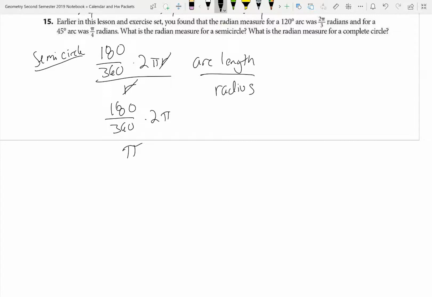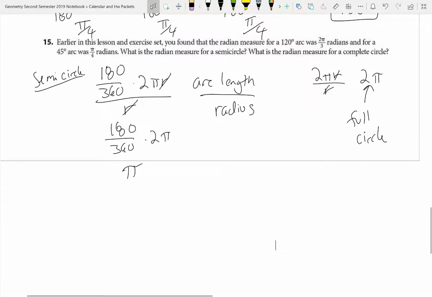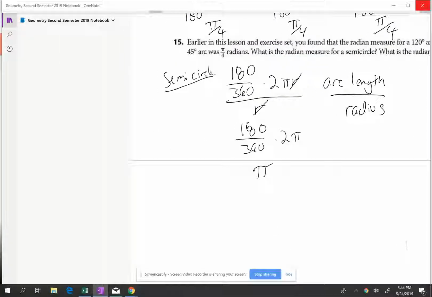What about a complete circle? Well, a complete circle is just 2 pi r over r, which is just 2 pi. And so you will find in Algebra 2 that for a half circle, the radian measure is pi. For a full circle, it's 2 pi. For 45 degrees, it's pi over 4. 90 degrees is pi over 2. And so on and so forth. That concludes the 9.6 homework.